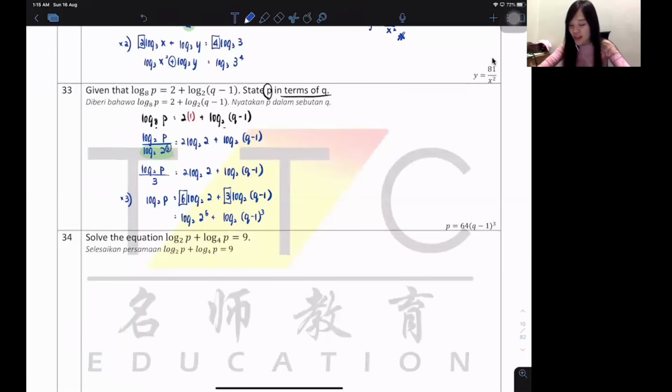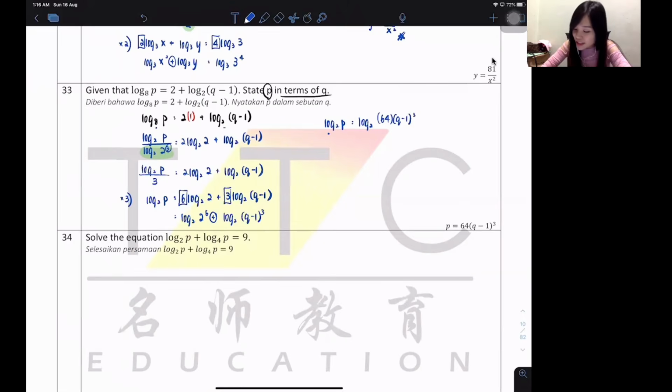Left side 1, right side 1. Left side exactly got 1, but right side got 2. The 2, isn't it, combine them. Plus combined together is times. 2 power 6 is 64. And then (q minus 1) cube.